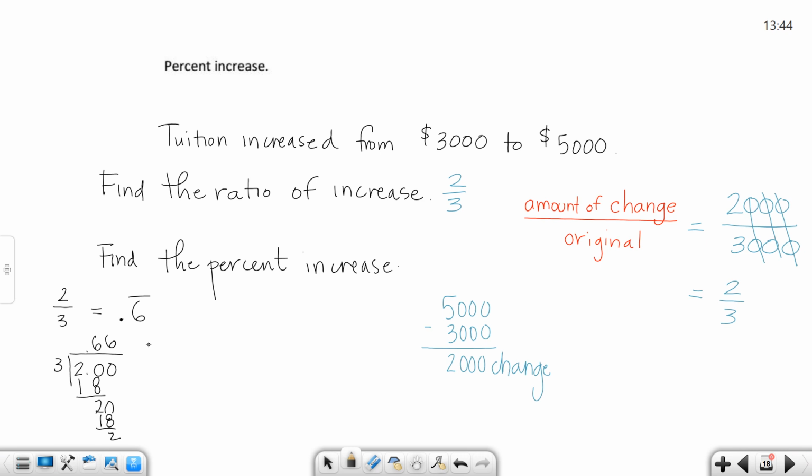Well, that doesn't really help me much in changing it to a percent. So remember that a 0.6 repeater actually means 0.6666666, however many you need to go. Remember, that's repeating. We don't need it to be quite that many though, so I got a little carried away. I just think I need it to be this many, and here's why. If I move my decimal 2 places to the right, this is going to be 66.6 repeating.